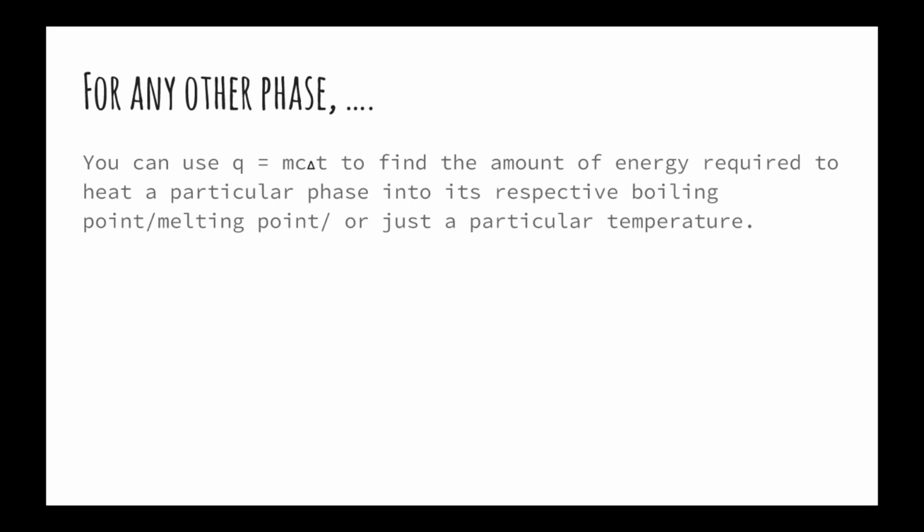We use Q is equal to mc delta T to get the amount of energy Q to reach the nearest boiling/melting point. m is equal to the mass of the substance. c is equal to the specific heat capacity. This is a measured property which is defined as the energy required to raise the temperature of 1 gram of substance by 1 Celsius degree. Delta T is the change in temperature, so the final temperature minus the initial temperature.